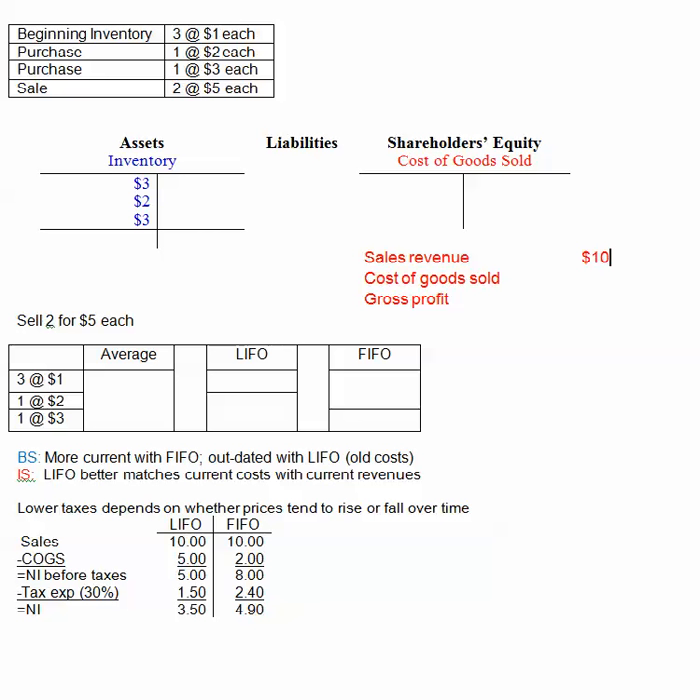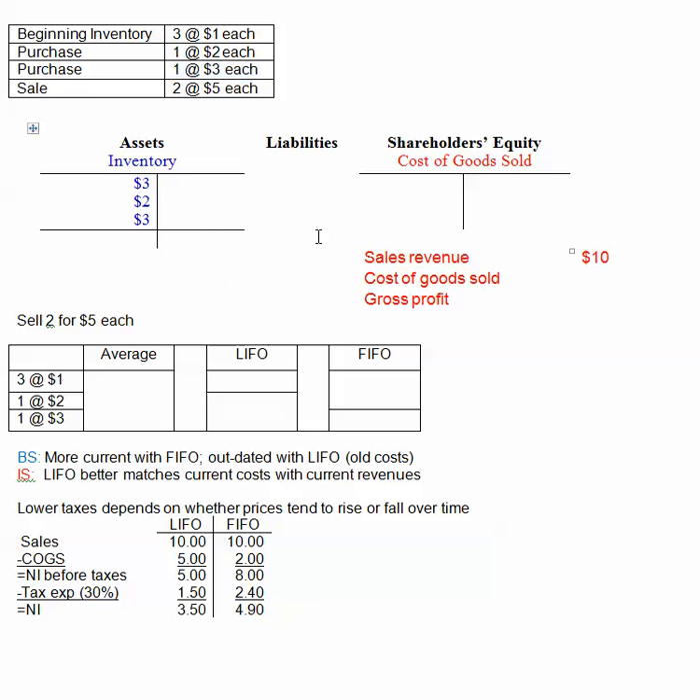So if it was specific identification, you'd know which one specifically went out the door. So if it happened to be this guy, you'd have your cost of goods sold be $2, and if it was this one, then it would be a total of $5. So you'd have to keep track specifically as to which items were sold. But most companies don't use that. So let's go through and do weighted average.